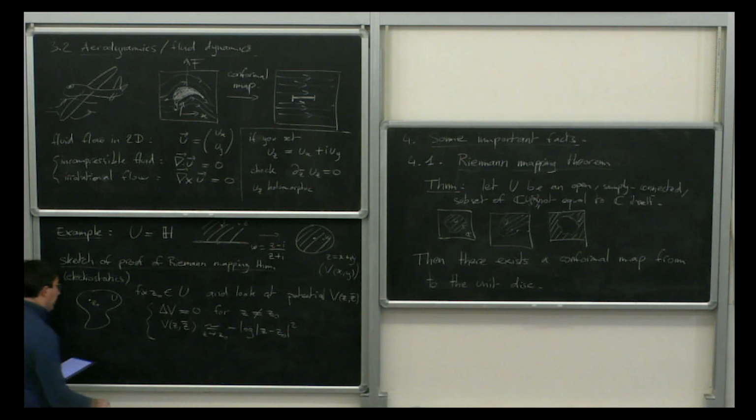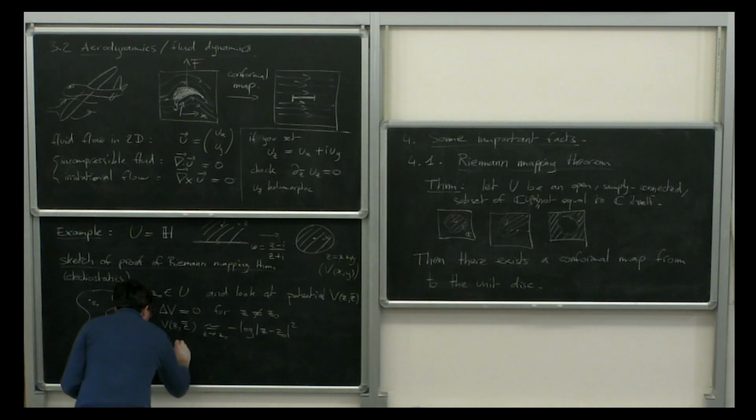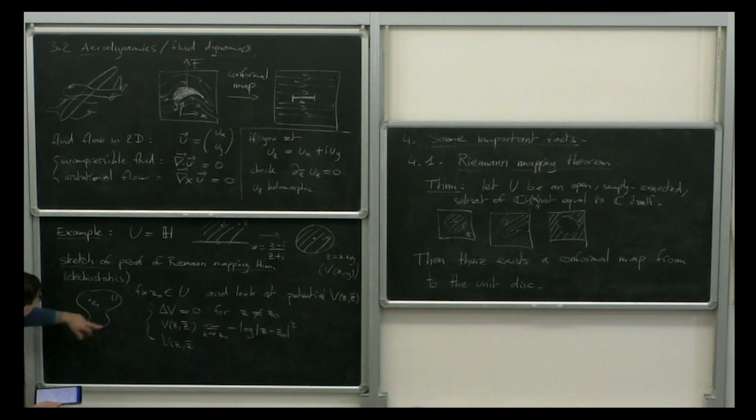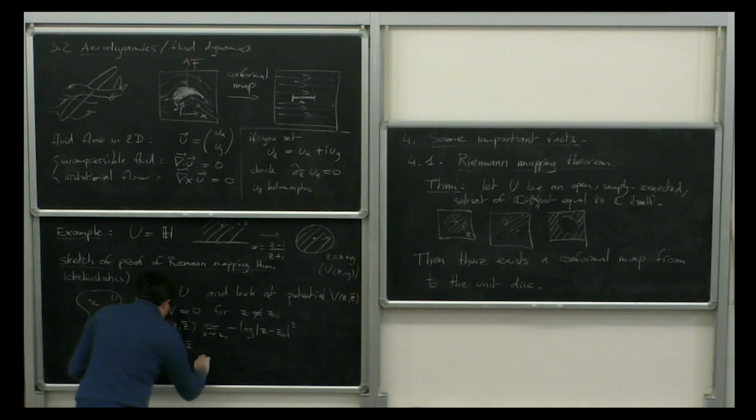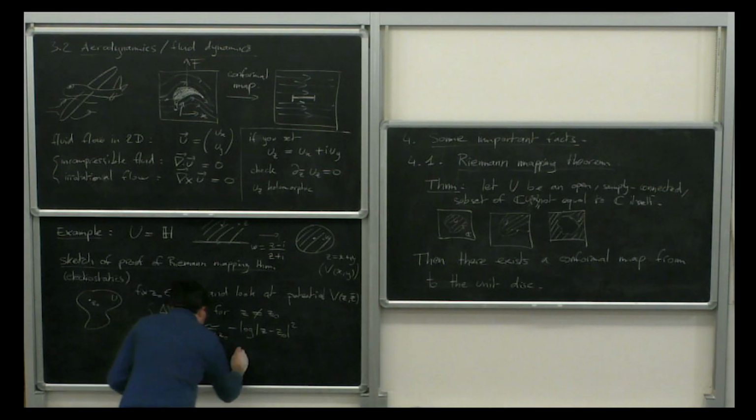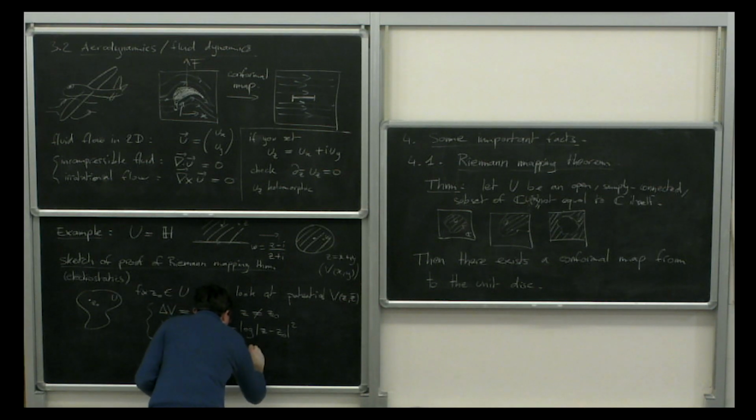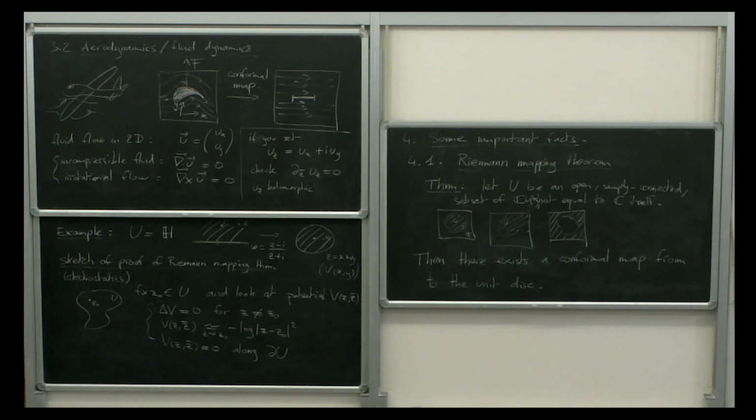And the boundary condition is that V, because I'm assuming that this is a perfect conductor, so the potential should be constant. Let's say it vanishes along the boundary of U. Okay. Is that fine?